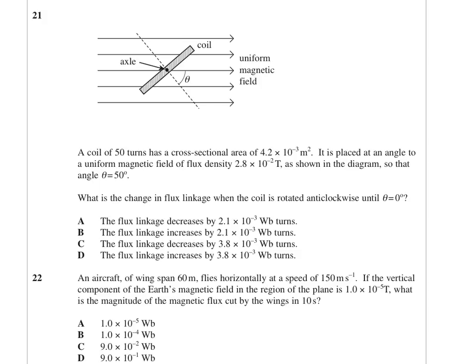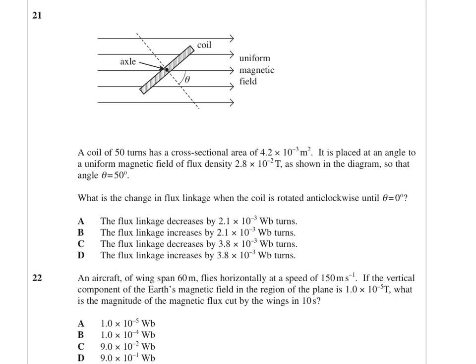21. A coil of 50 turns has a cross-section area of 4.2 times 10 to the minus 3. It's placed at an angle to a uniform magnetic field of flux density 2.8 times 10 to the minus 2. So the angle, which is given to the normal, is 50 degrees. What is the change in flux linkage when the coil is rotated anti-clockwise until theta equals 0?